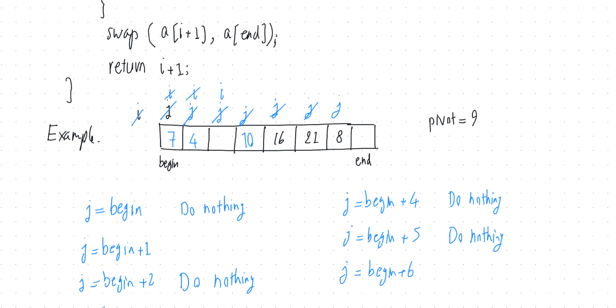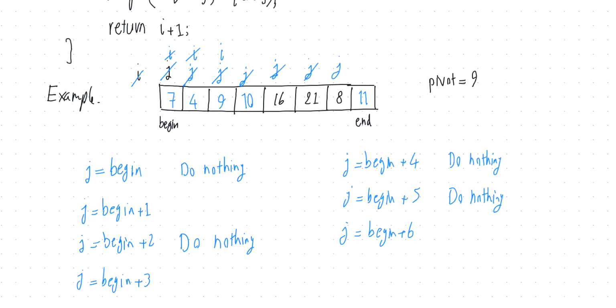So 9 goes here, and 11 goes here. Okay, so now you see that 7, 4, 9 are all less than the pivot. I'm sorry, not 9, 8. Like that. J is here, right? So 8 goes here, 11 goes here, and 9 doesn't move at all, right? Because J is here. Okay.